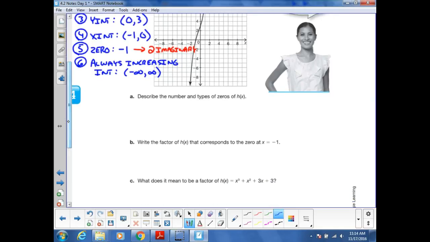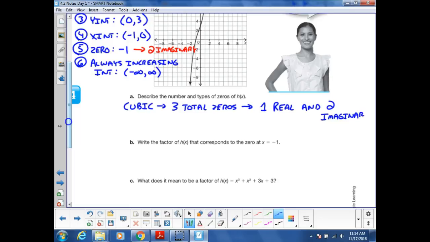Describe the number and types of zeros. It's a cubic function, correct? So that means that I need to have 3 total zeros. And we said that we would have 1 real and 2 imaginary. Right? Okay. Part B. Write the factor of h of x that corresponds to the 0 at x equals negative 1.